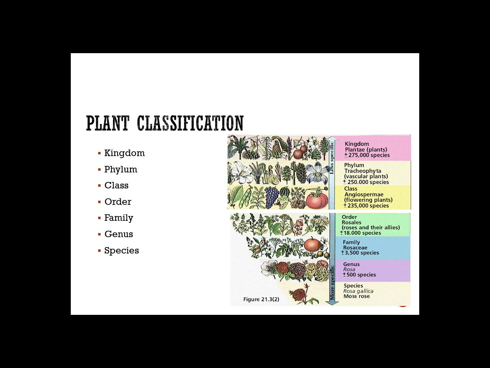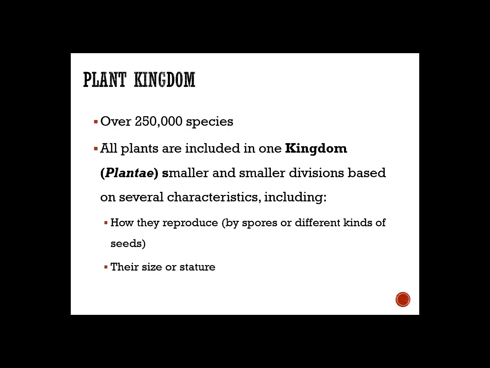So with plant classification, we've got our kingdom, our phylum, class, order, family, genus, and species. And in horticulture, you're usually most concerned with family, genus, and species. In the plant kingdom, there are about 250,000 species, and all plants in this kingdom are the kingdom Plantae, and then they're broken down into smaller and smaller divisions, based on characteristics including how they reproduce, if it's spores or seeds, their size or stature, etc.